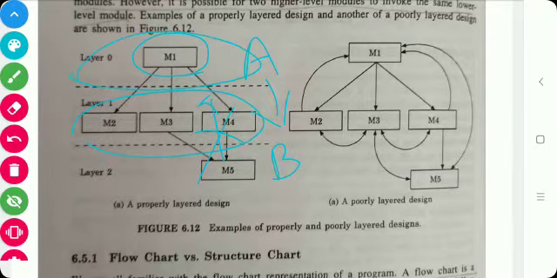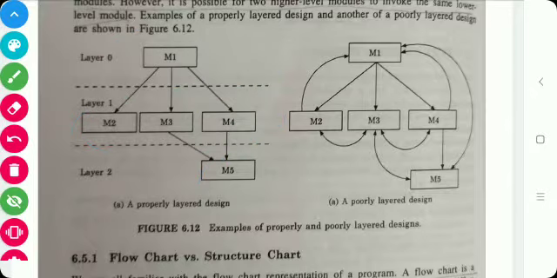So see here, this is layer 0, layer 1 and layer 2. So layer 0 can call layer 1 modules, layer 1 modules can call layer 2 modules. Okay. So that is why it is necessary that only module A can call module B, but module B cannot call module A. Okay.